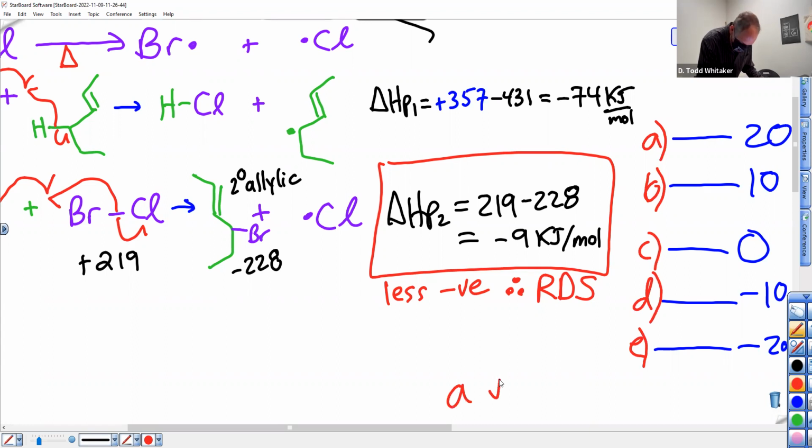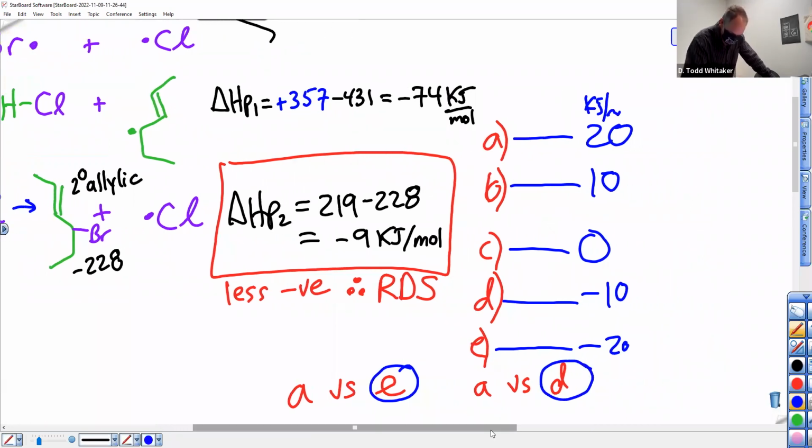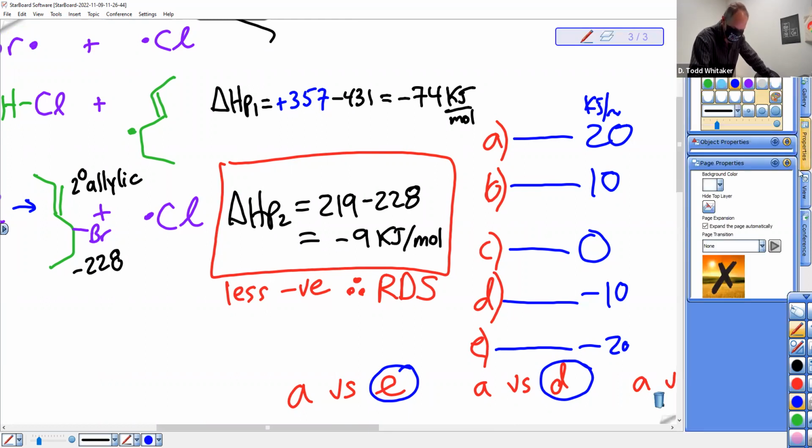A versus E. Which one's faster? Those are the answers for kilojoules per mole on the right. E. A versus D. D. Yeah, you're having no trouble when there's a negative every time, right? A versus C. C. It's going to be the second one every time you're comparing with A, right? Can I stop with the A's? You get the idea? Okay.